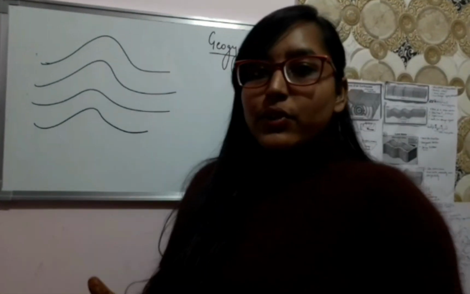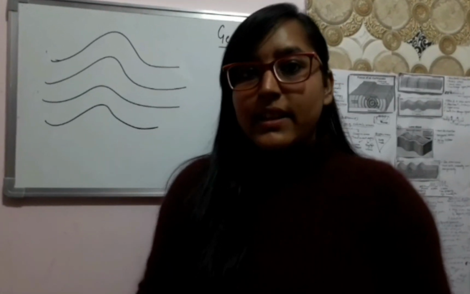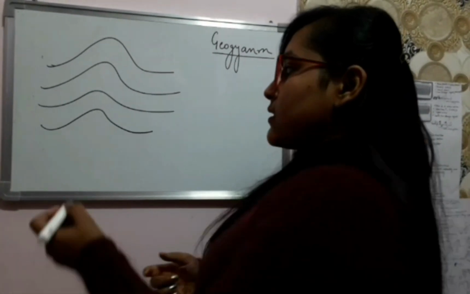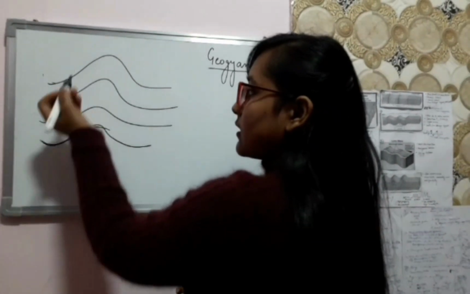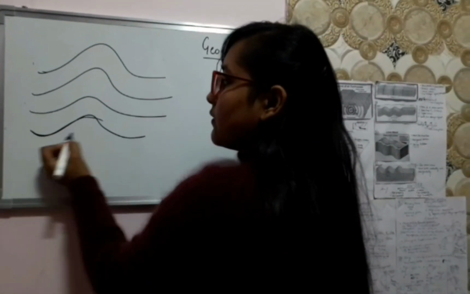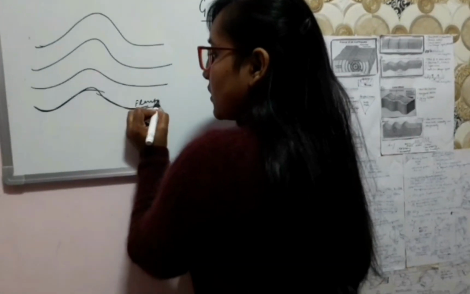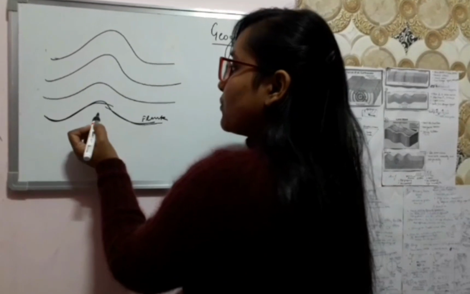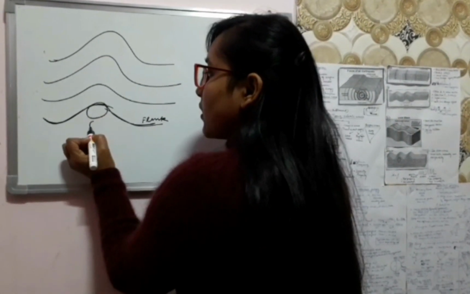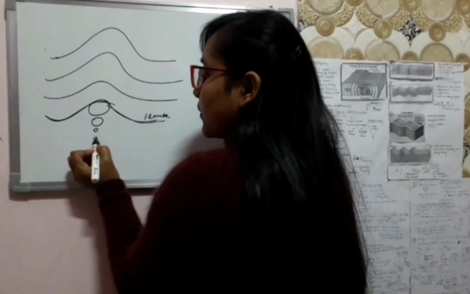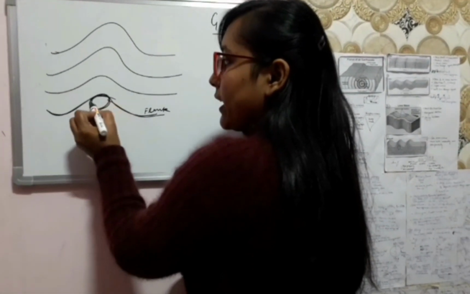So before going into that, first of all I want to tell you about the hinge point, fold axis and hinge line. What is hinge point? Suppose this is my fold, this is another fold, this is another fold, and these are limbs of fold, or you can also call flank. So what is a hinge point? This is a circle and this is a smaller circle. So hinge point, it is the maximum curvature point.